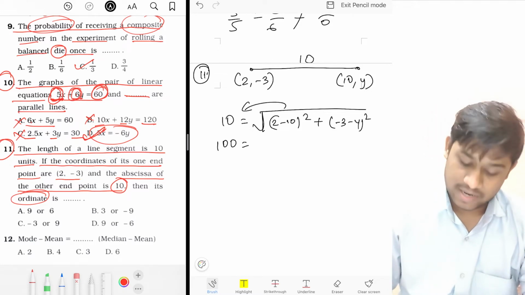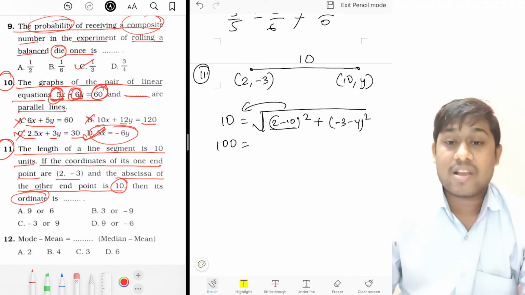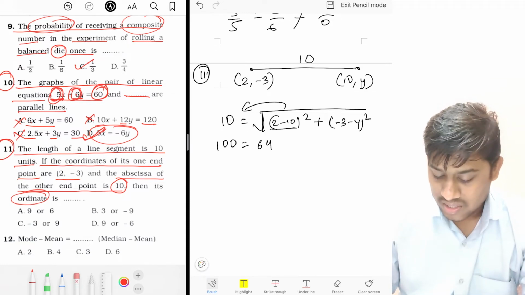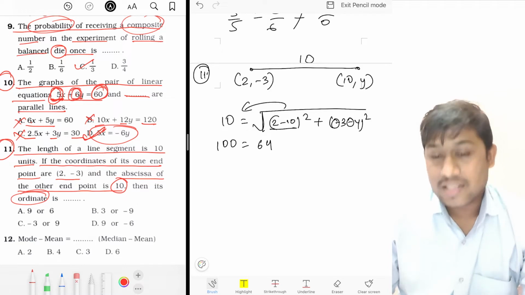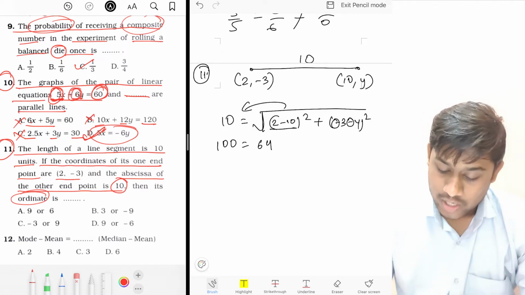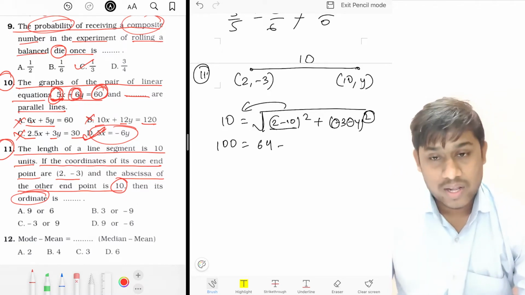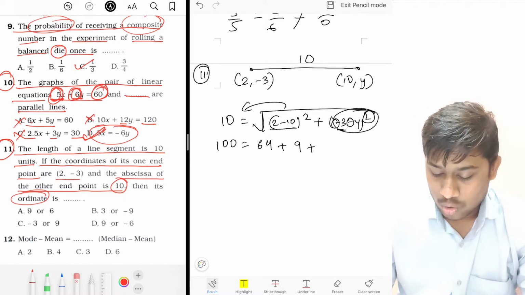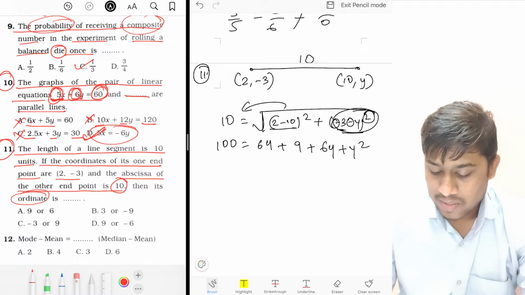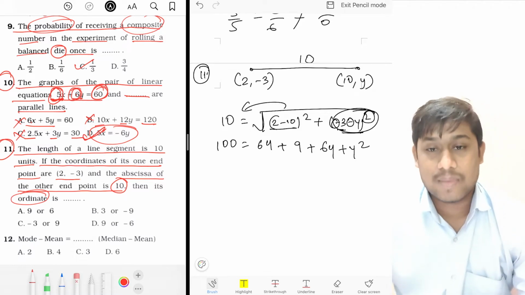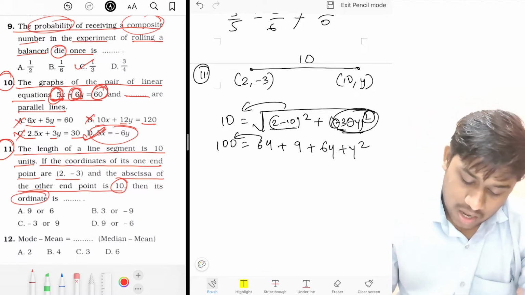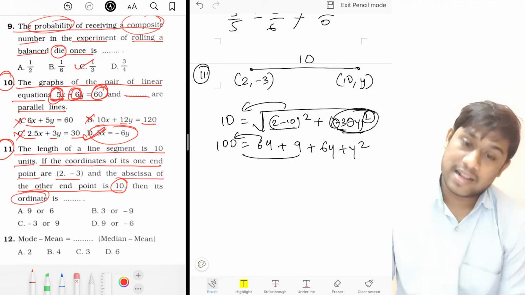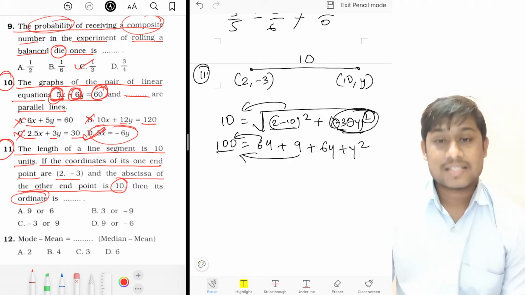This square root will go that side and become 100, and 2 minus 10, we have 8 square, which is 64. And you see this minus, when I take minus common, it will obviously become plus because of this square. So I can write this as 3 square is 9, and 2 times 3 times y, 6y, plus y square. I opened it as (a plus b) whole square. Okay, so now 64 will go that side and become subtraction, and 9 also will go and become subtraction.